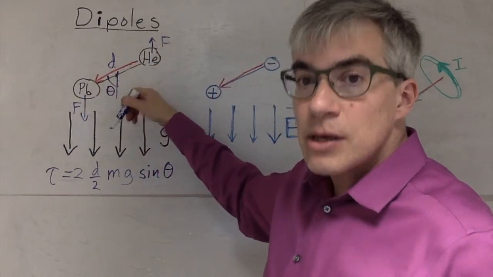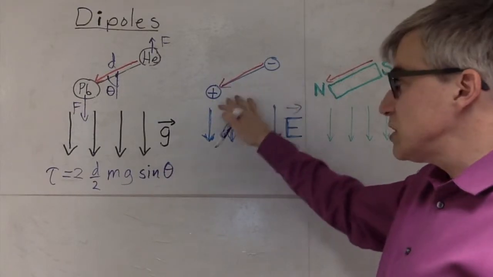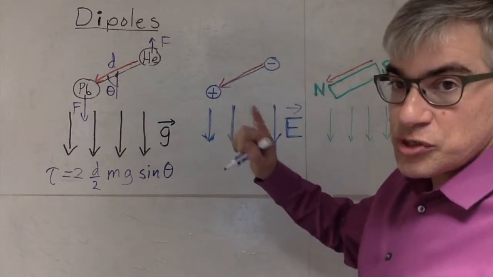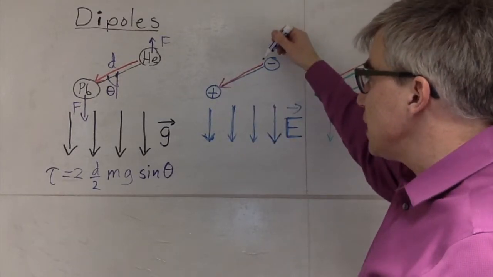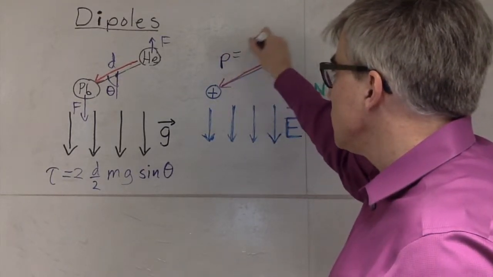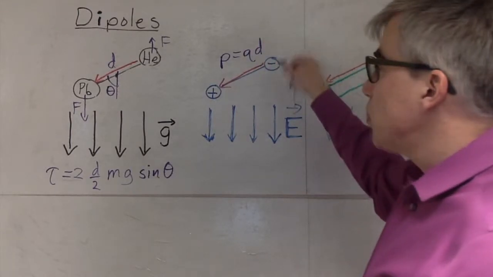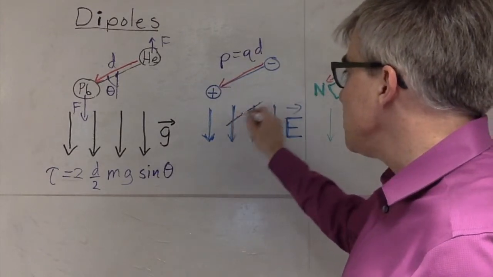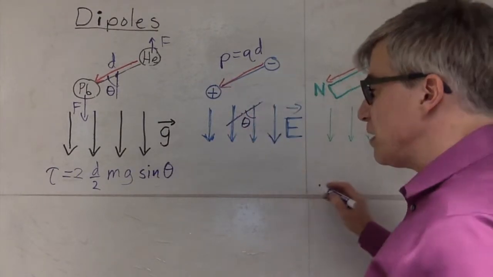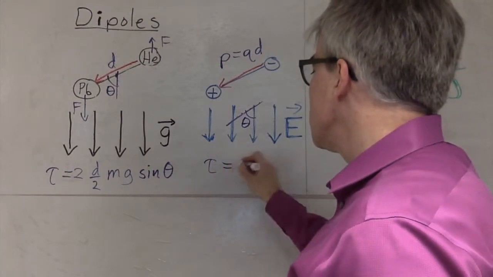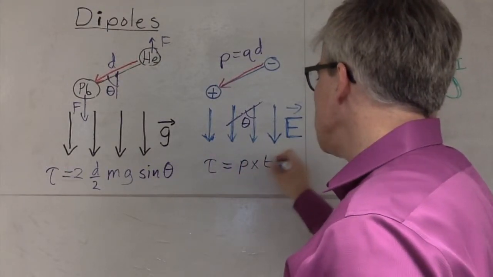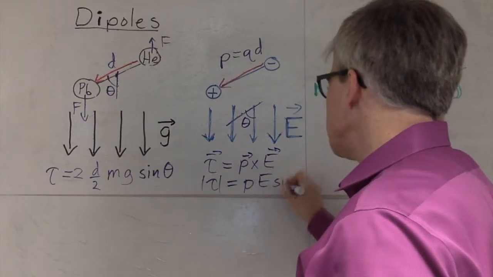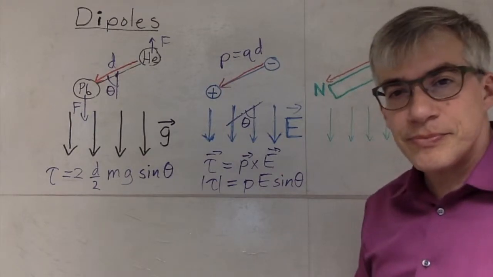direction. Similarly, an electric dipole in an electric field. In physics, chemistry is backwards. In physics, the electric dipole P, which is Q times D, points from negative to positive. So the angle between P and E could be theta there, and the torque turns out to be P cross E, which means its magnitude is P times E times sine of theta.